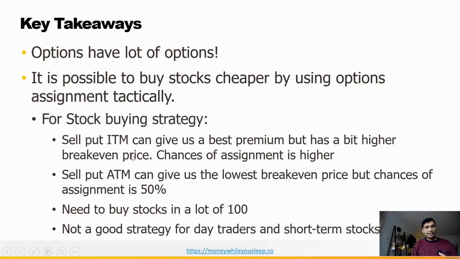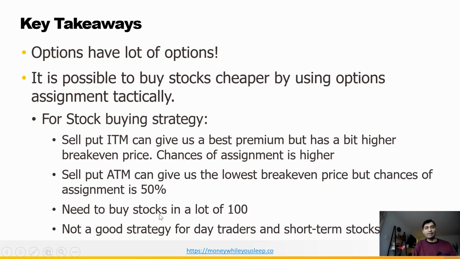And for this particular strategy, if you are going to sell put in the money, it will give you the best premium, but it will have a higher break-even price as we have seen in the example. But also the chances of assignment are higher. So depending on your aggressiveness, whether you want to have that stock for sure, you may want to sell put in the money or at the money. Now selling put at the money can give us the lowest break-even price, which is good for us, but the chance of assignment is just 50% because on the day of expiry, the stock may go up or may go below that particular strike price.